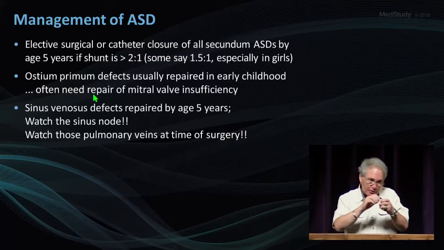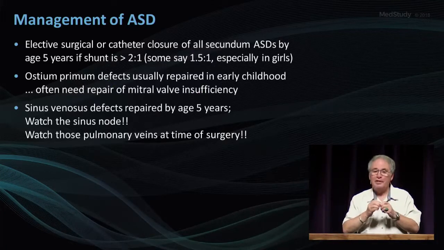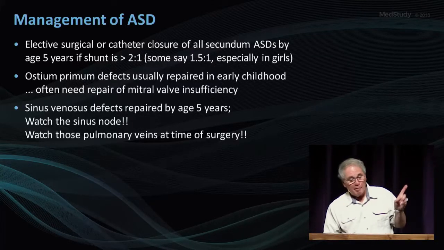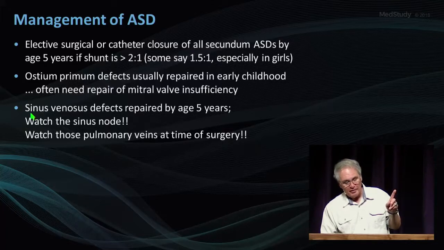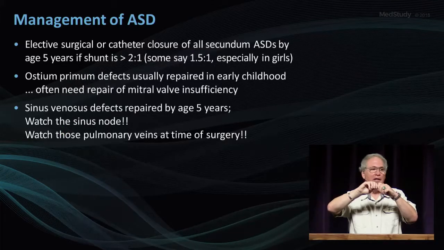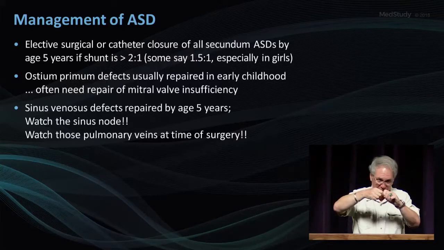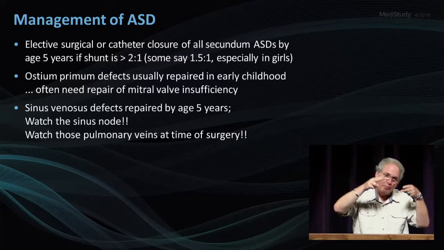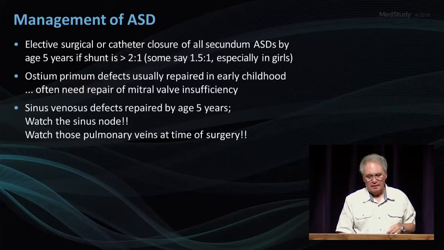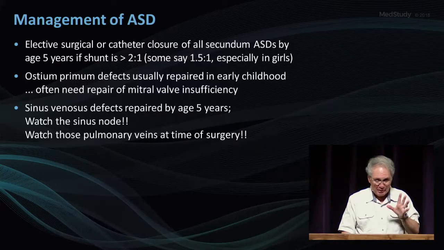The ostium primum defect, that low down atrial defect, part of the endocardial cushions, repair in early childhood. And we often need to put a stitch in the mitral valve, because remember I said to you there's some mitral insufficiency associated with that defect. And remember the high up atrial defect, the sinus venosus defect. This gets repaired by about 5 years of age, and when the surgeon's repairing this very high up atrial defect, he or she is very careful about not damaging the sinus node and helping the pulmonary veins find their way to the left atrium. So that's the management of the atrial septal defect.